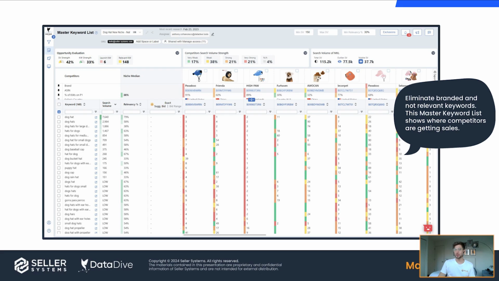So this is what a master keyword list looks like. You can see in this niche, we have 148 different ways that people are searching for dog hats. Underneath each product, we see the organic rank for each of these competitors for each of these different keywords. What you have to understand about selling on Amazon is that you want your organic ranks to be as high as possible. In an ideal world, you would be ranked in position 1 for as many of the keywords in the master keyword list as possible.